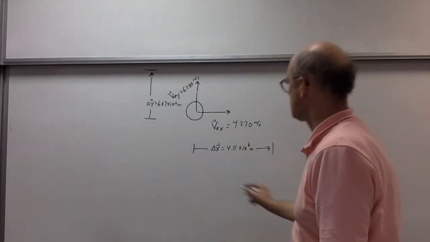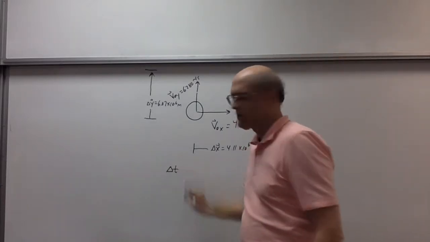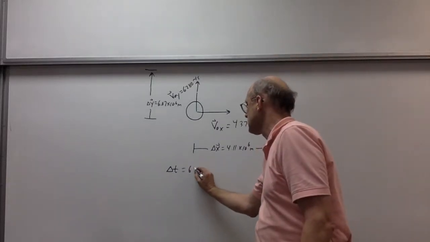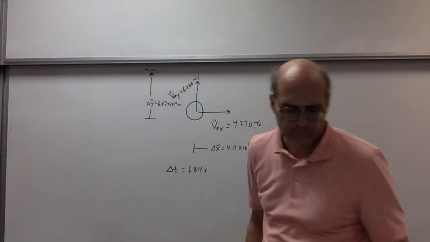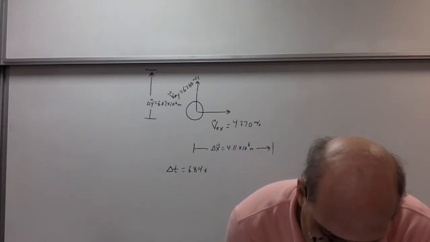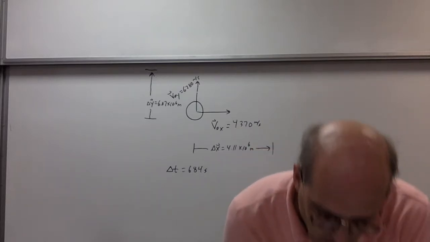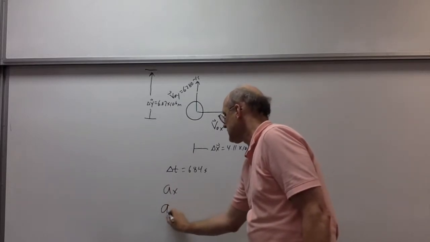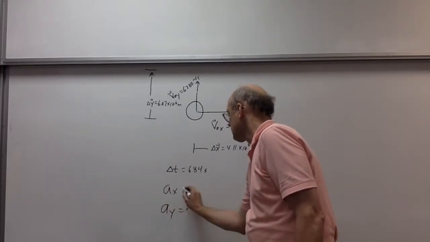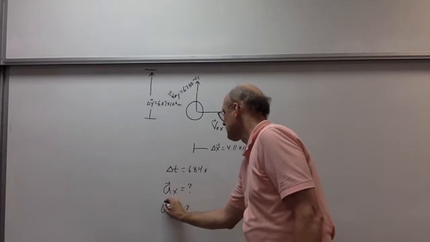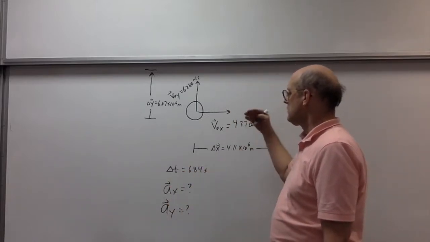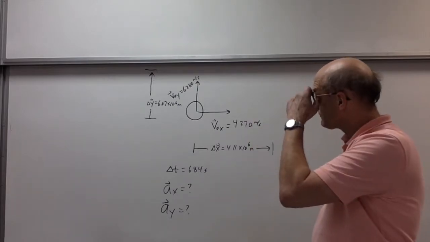And this occurs over a time interval that's given as 684 seconds. And they want to know the x and y components of the craft's acceleration. So ax and ay. So we know time, we know displacement, and we know original velocities.